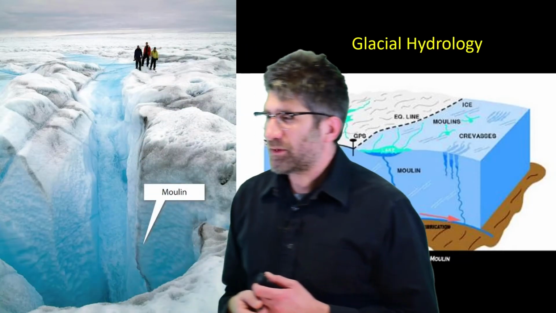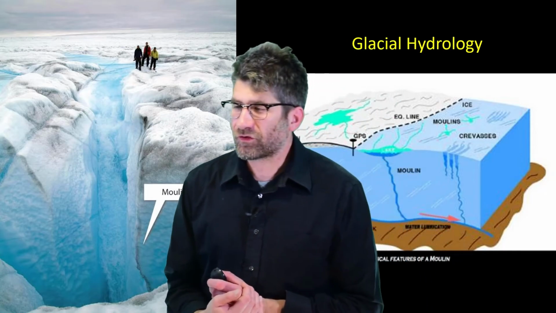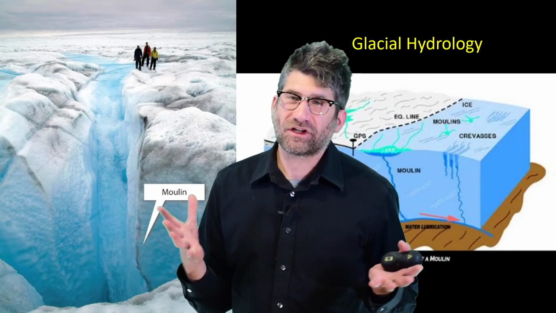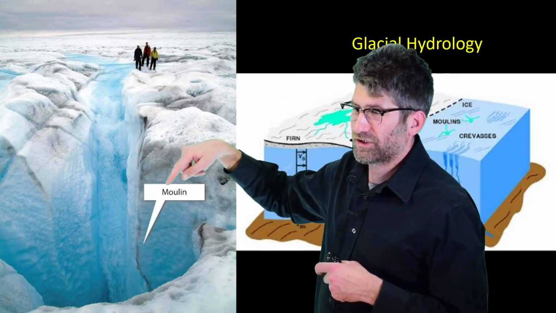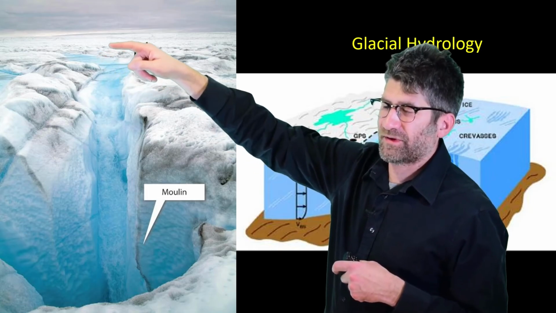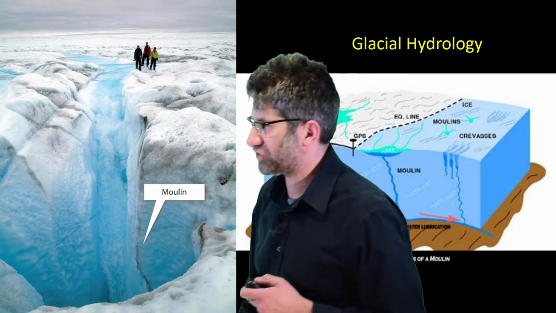Okay, let's finish up by talking a little bit about glacial hydrology. This is a really important concept for understanding how glaciers move and flow, and that's the movement of water on a glacier. So here's what's called a moulin. This is where basically we have a supraglacial river that's flowing down into the glacier.